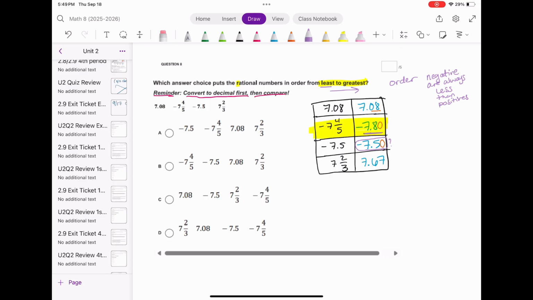And now we can look at the positive numbers. We have 7.08 and 7.67. Since they all start with 7, we can just ignore it and look at 0.08 and 0.67. 8 is smaller than 67, right? So that one goes first, and last, 7.67.